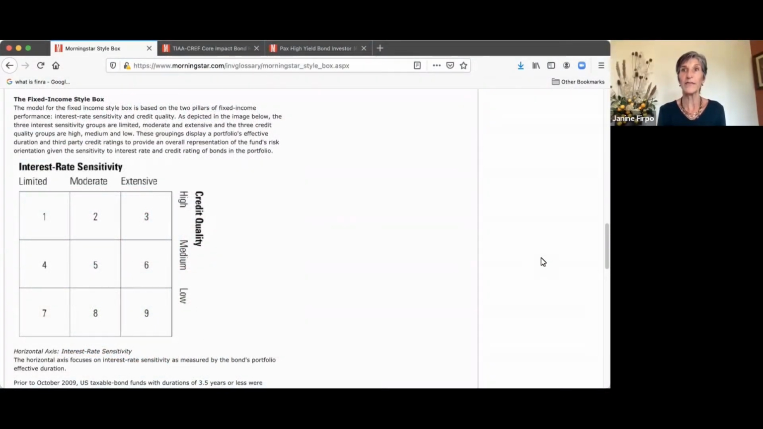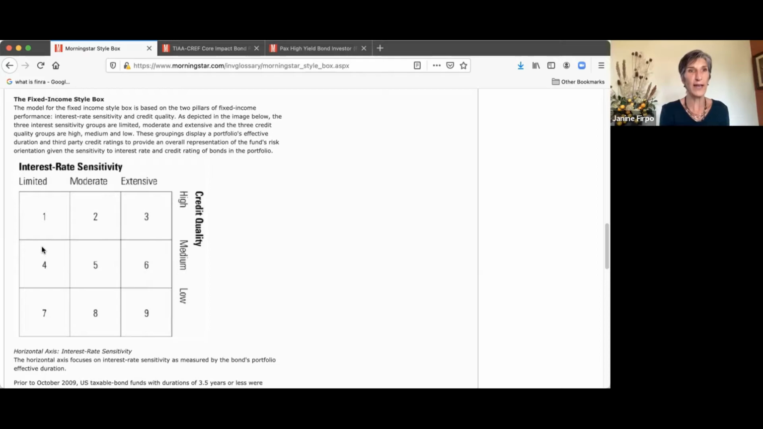I'm Janine Firpo, and in this demo, I'm going to be explaining to you the Morningstar fixed income style box. Morningstar actually has a couple of different style boxes. We'll be talking about the fixed income one here, and then in chapter 7, in the demos there, we'll be talking about the style box for public equities or the stock market. In both cases, you have basically a 3x3 matrix, but what the horizontal and vertical axes mean in the fixed income style box and the public equity style box is different.